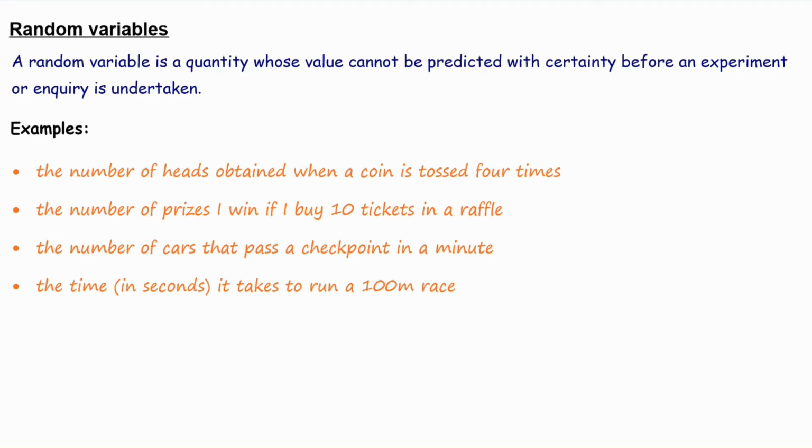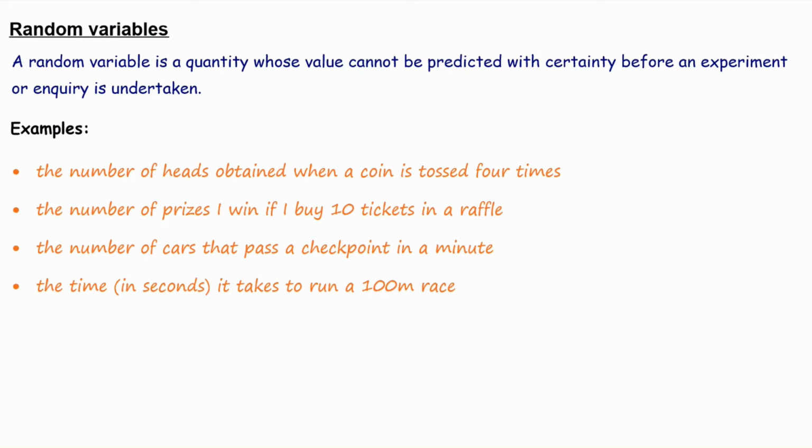So our goal in this video is to gain a deep understanding of discrete random variables. But before we look at discrete random variables, let's start by looking at random variables. What are they? A random variable is a quantity whose value cannot be predicted with certainty before an experiment or an inquiry is undertaken.